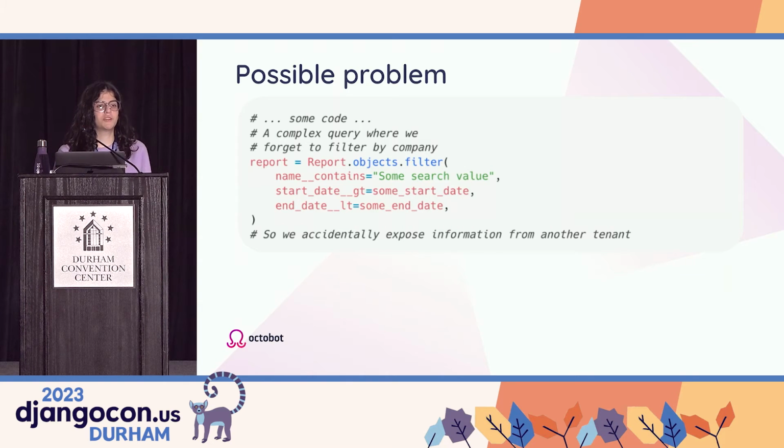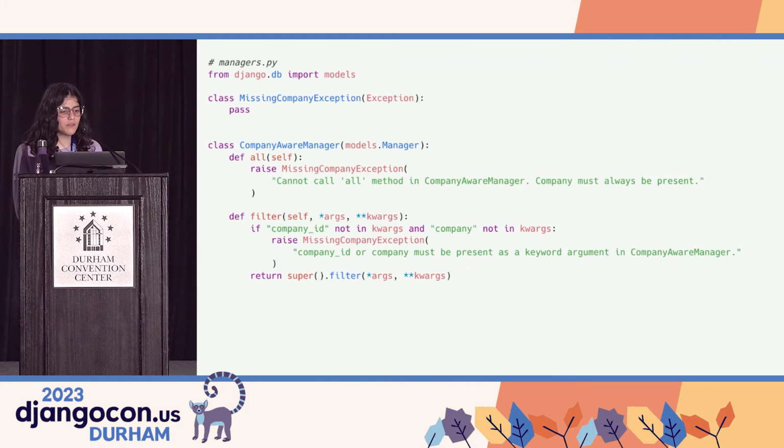Depending on the scenario, that can be a kind of bad bug, to a really, really, really bad bug, and we don't want it. So we found ourselves not all the time making these kinds of mistakes, but every now and then they would pop up. And we found maybe we should try to fix this somehow. So we implemented this company-aware manager.